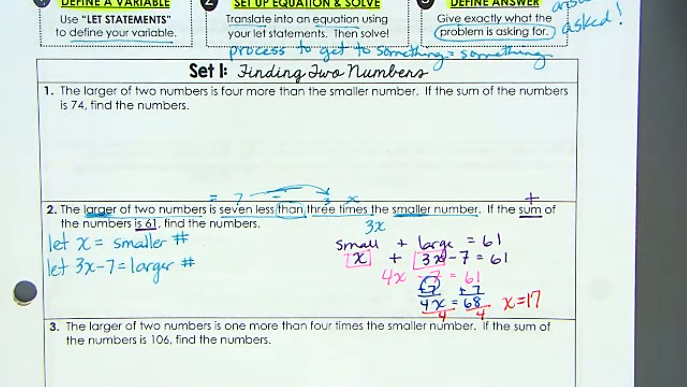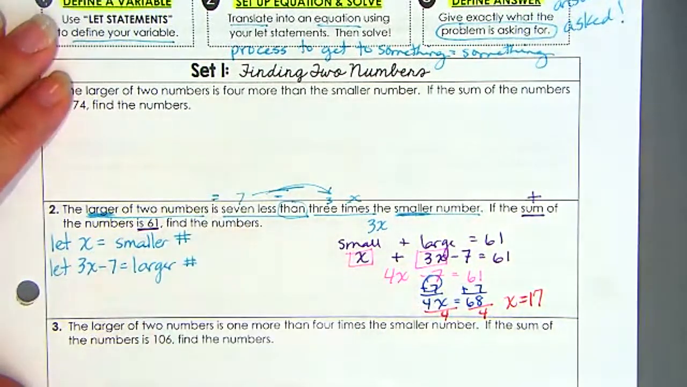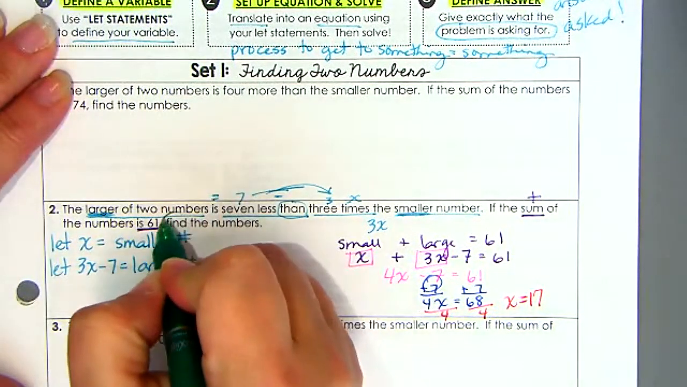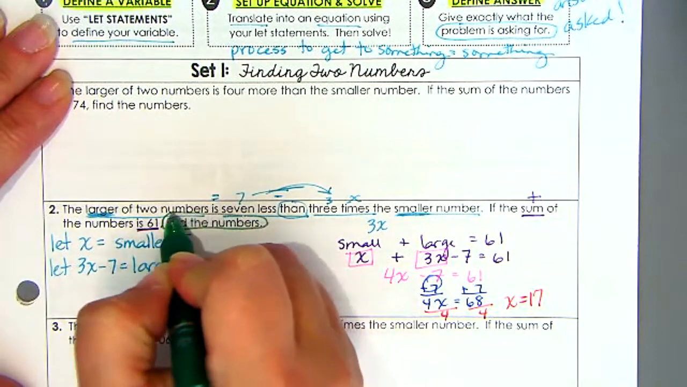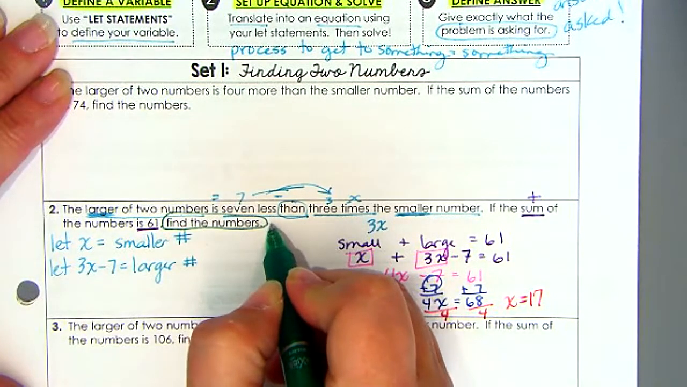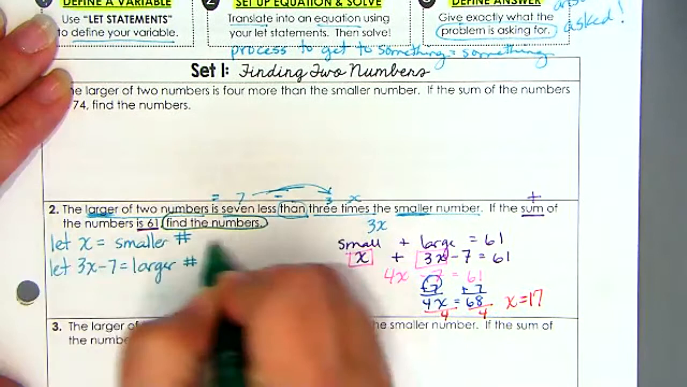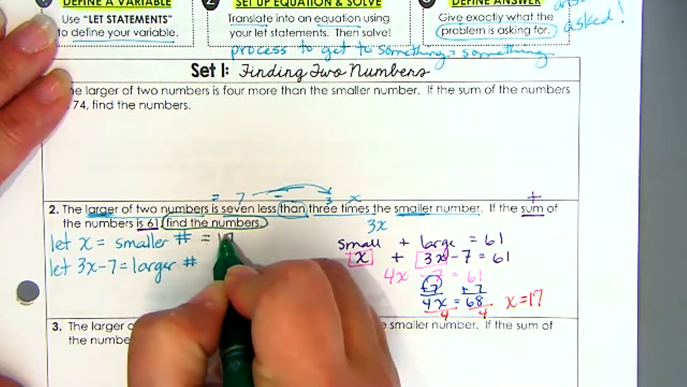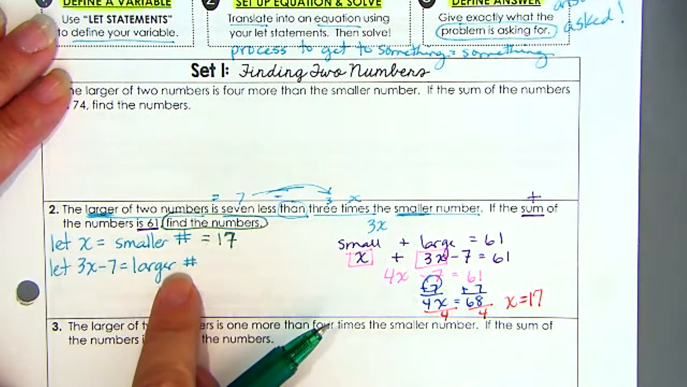Okay, so we've done our solving to find out what x equals, but that's not my question. My question is to find the numbers. That means I have to find both. The smaller number, I found x, that's 17, but I still have to find the larger number.